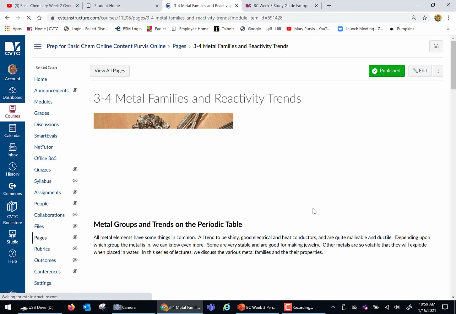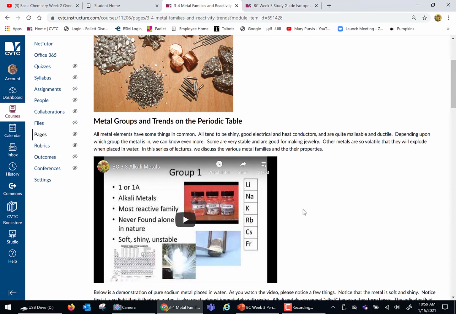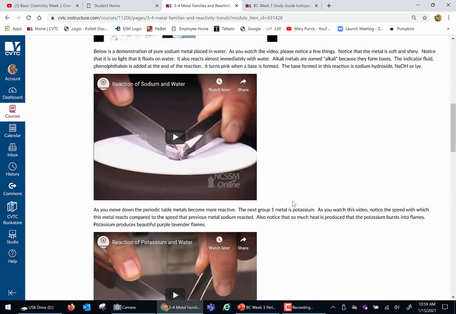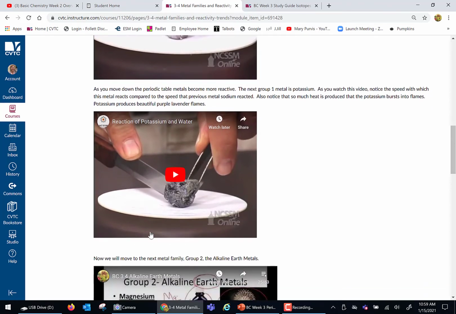We're going to go into some big discussions about the metal families and their reactivity trends. Depending upon where something is on the periodic table can determine if it is highly reactive or less reactive. So we're going to go through those. Here are some demos of sodium in water, potassium in water. When I do face-to-face classes, I love showing these demos. We're not face-to-face with each other, so please watch these.